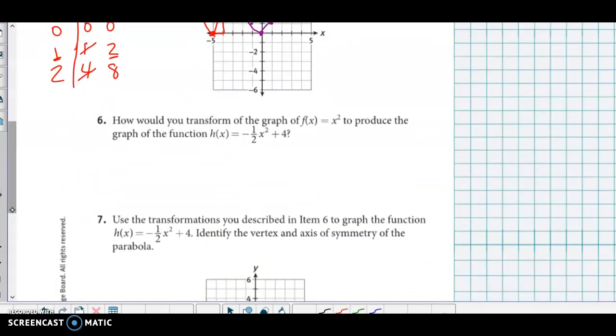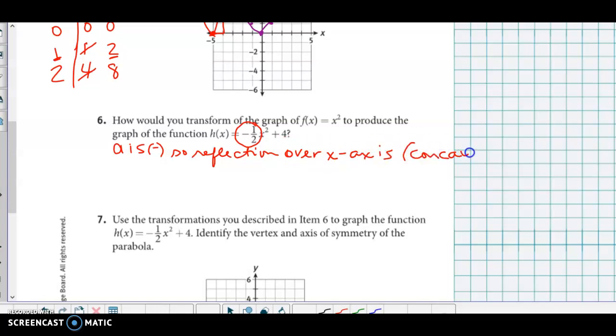So if we look at this next one, let's see what happens here. So now a is negative. So this is going to be a reflection over the x-axis, which just means that it's going to open down now. You could even put that concave down. Because a is between 0 and 1, this is going to be a vertical compression.